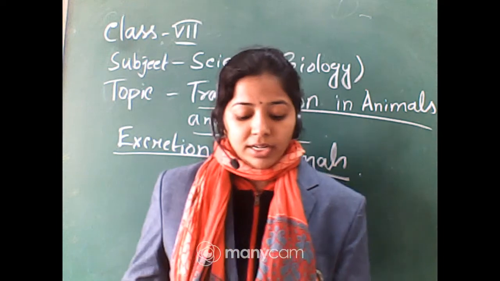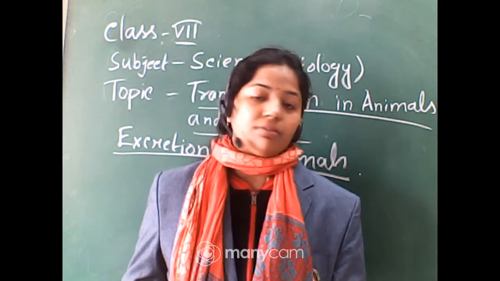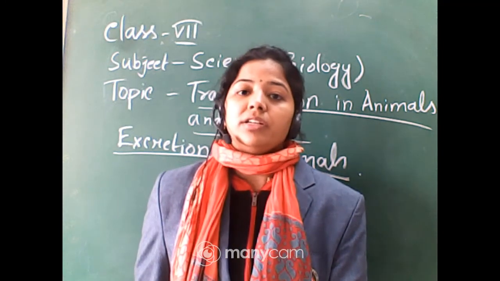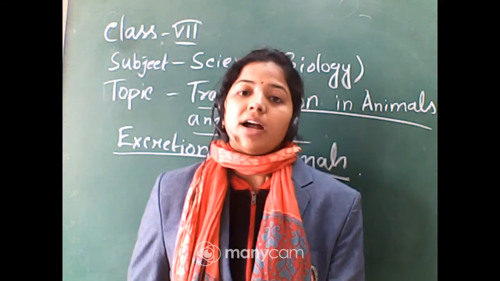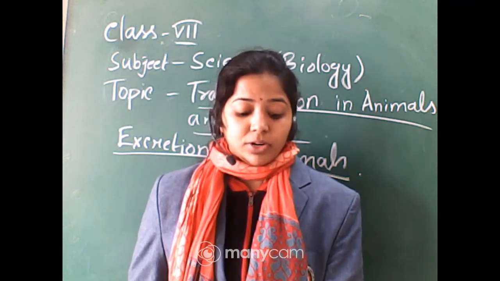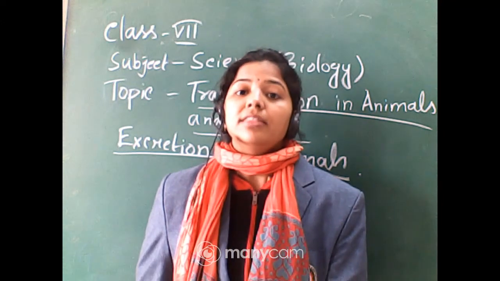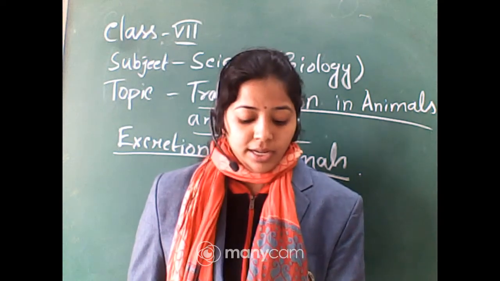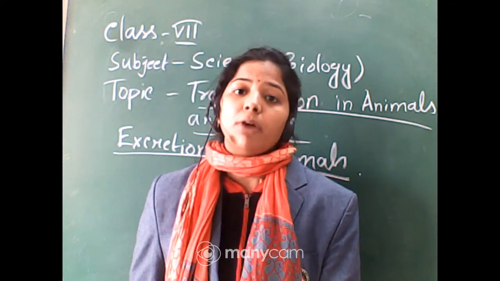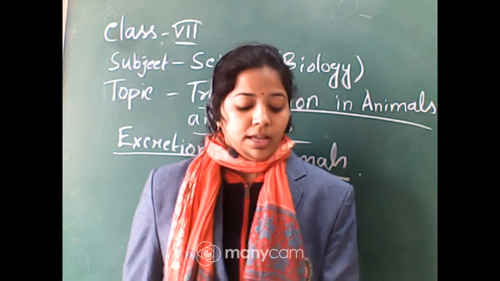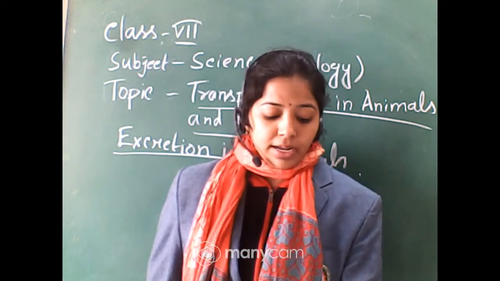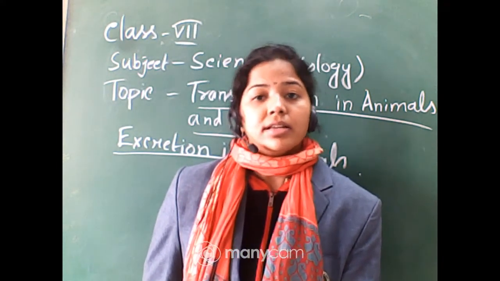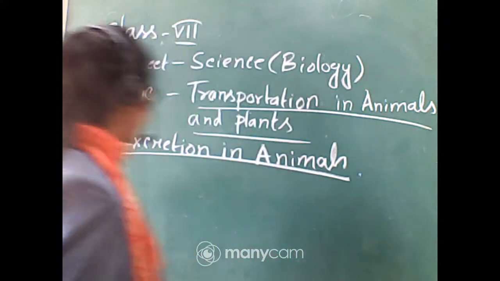Now you may wonder where these unwanted materials come from. So let's start with this. When our cells perform their function, certain waste products are released, and these are toxic. They are not useful for our body. They are actually harmful, and hence they need to be removed from our body. So the process of removal of waste from our body, that is produced in the cells of the living organism, is known as excretion. Now you can write what is excretion.